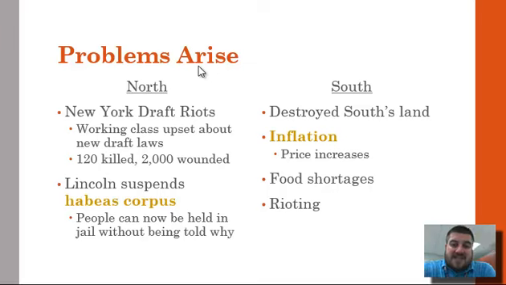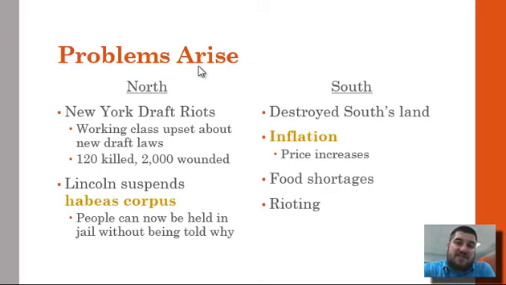Problems start arising in New York. There is a draft for the Civil War all over, but in New York, the working class is upset because the rich can just buy their way out. If they get money, they don't have to get drafted. So there's a riot, 120 are killed and 2,000 are wounded in that fallout.